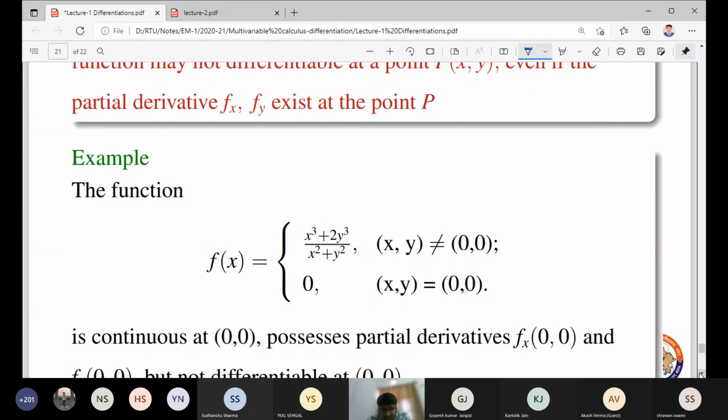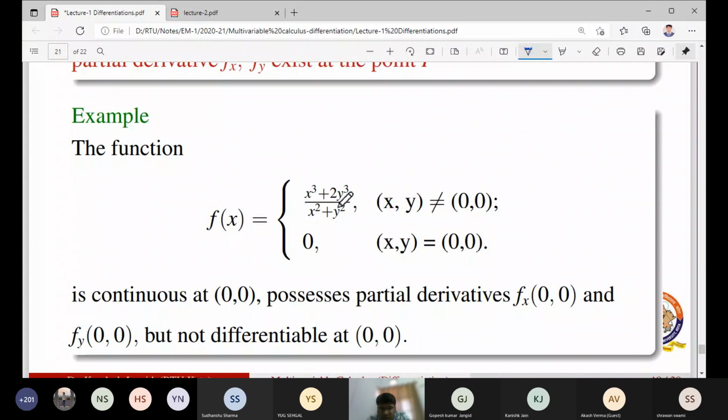So the given function f(x, y) equals (x cube plus 2y cube) divided by (x square plus y square) for (x, y) not equal to (0, 0), and it is 0 for (x, y) equal to (0, 0). The given function is continuous at the point (0, 0), also possesses the partial derivatives fx and fy at the point (0, 0), but it is not differentiable at the point (0, 0). So you can easily verify that your given function is continuous.